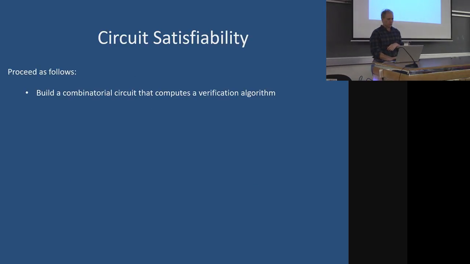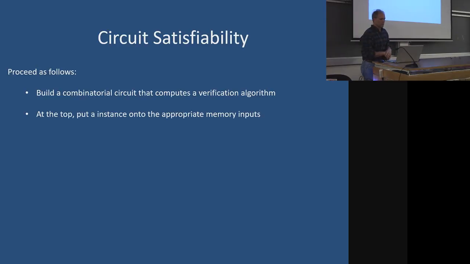All right, so here's the idea. You have a verification algorithm. Remember, every problem from NP has a polynomial time verification algorithm. So what we do is we build a combinatorial circuit that computes that verification algorithm. The inputs to the verification algorithm come in at the top, and out the bottom is a single bit that says yes or no. The verification algorithm verified or did not verify. So we build that combinatorial circuit. At the top, we put an instance onto the appropriate memory inputs.